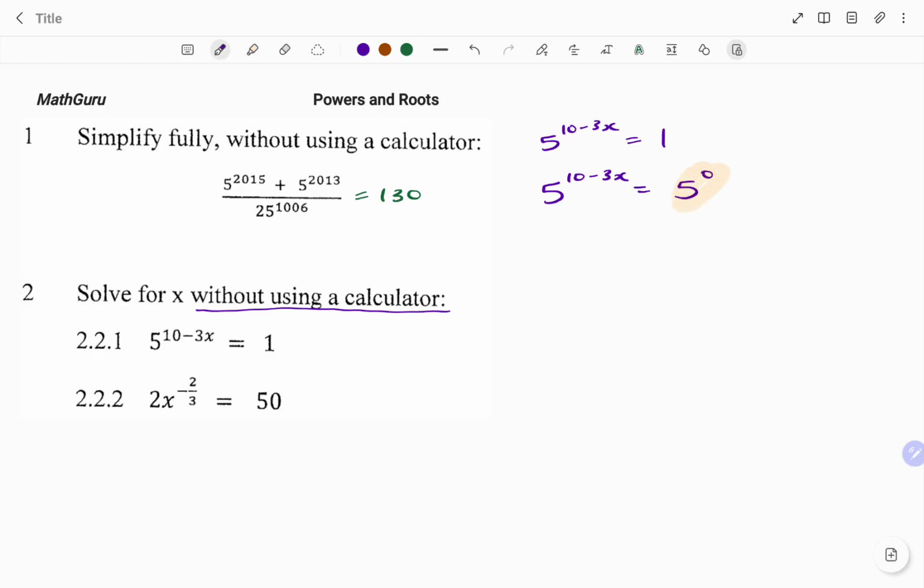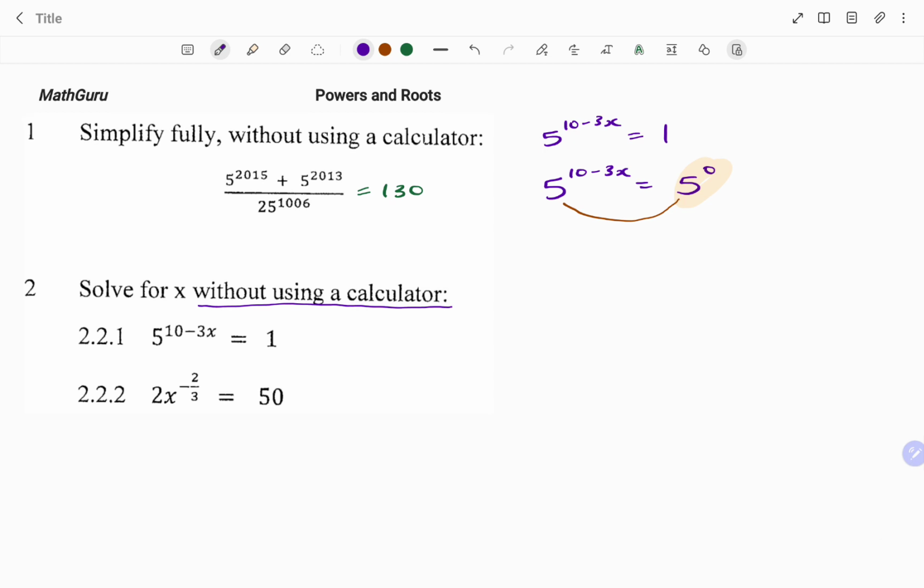So therefore, because the bases are the same, I'm going to equate the powers. That will be 10 minus 3x, the power on my left, is equal to 0. If I move my negative 3x to the right hand side, it becomes 10 equals 3x. And in order to find x, I'm going to divide both sides by 3. 3 and 3, 1. So therefore, x equals 10 over 3.